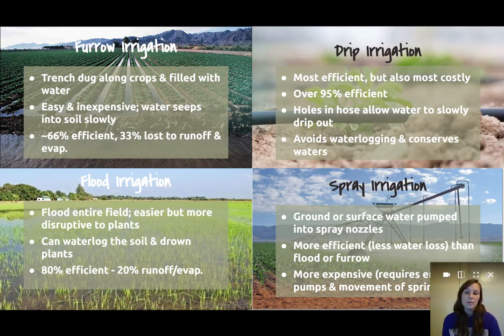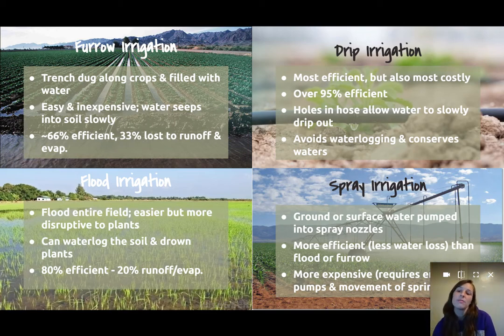The next one is going to be drip irrigation, and this is actually like the best type here, but it is also more costly. So it's over 95% efficient. This is where you have a hose with holes in it, so it allows the water to just slowly drip out. This avoids waterlogging the soil, and it also conserves water, but it's very expensive, especially if you imagine using this for a massive cornfield, pretty costly.